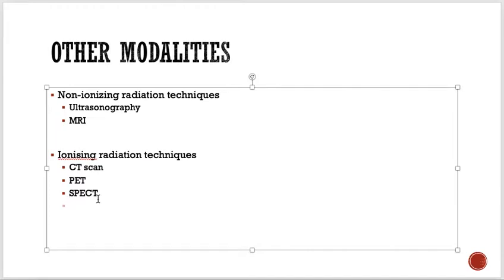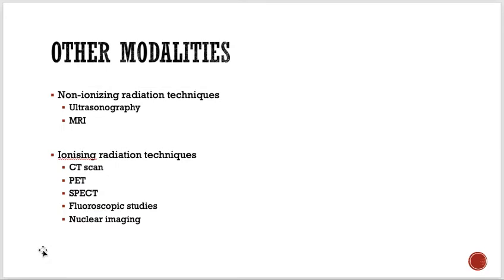Then there are fluoroscopic studies, and nuclear imaging or radionucleotide imaging, which are available nowadays. So simply, these are the modalities other than X-rays which are quite available nowadays. I will discuss CT scans in detail, but before going to CT scans, what I want to show you is fluoroscopic studies.